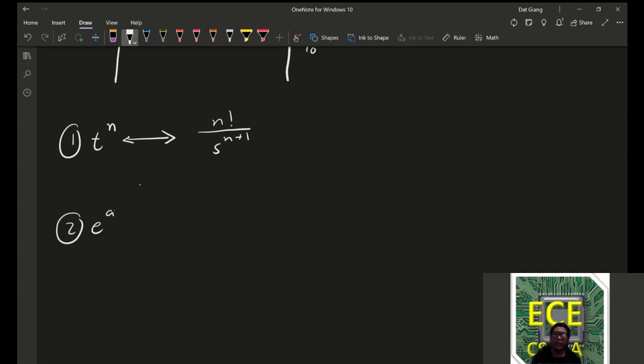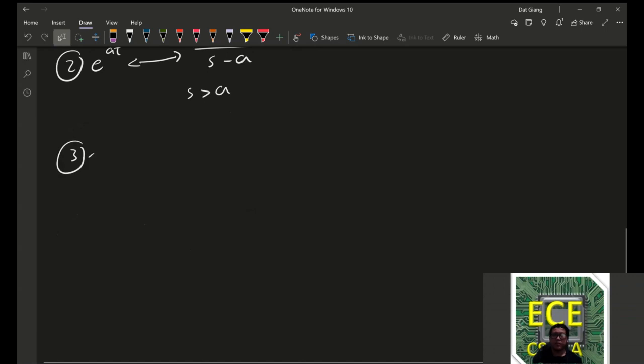2. e to the at has the Laplace transform 1 divided by s minus a, provided that s is greater than a. This condition is mainly because, as discussed previously, if we didn't have this condition upheld, then the integral would diverge. Therefore, we can't find a valid Laplace transform for it.